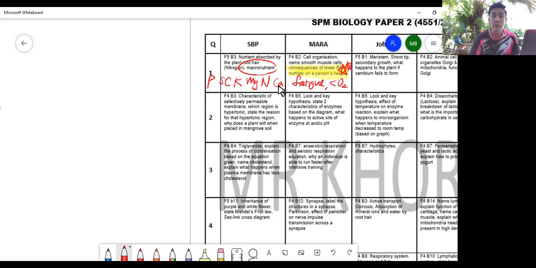So draw 2 stars for this. This is important. I normally give 1 to 3 stars, 3 stars being the most important.